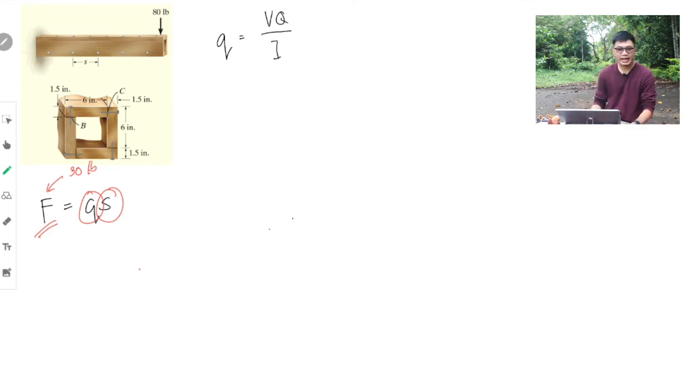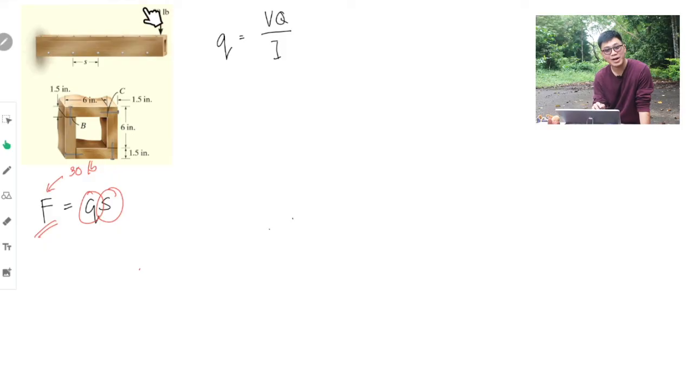Let's go quickly. So, what is our V? Our V is basically the internal shear at whatever length. And we know that since you only have an 80 pound force applied there, we will immediately know that all the internal shear forces in this beam are also 80 pounds.